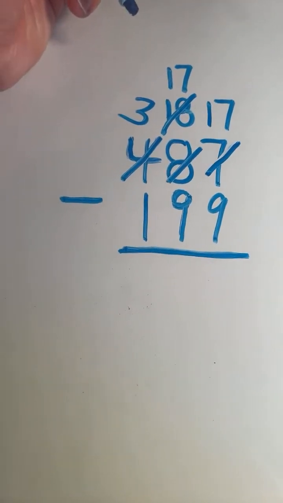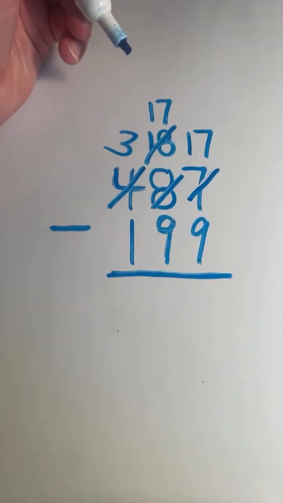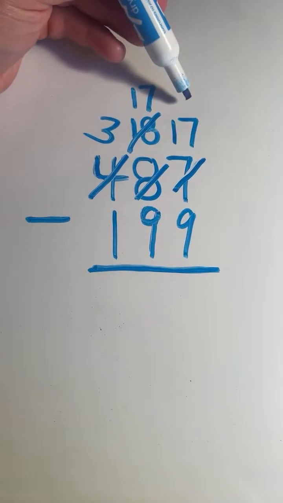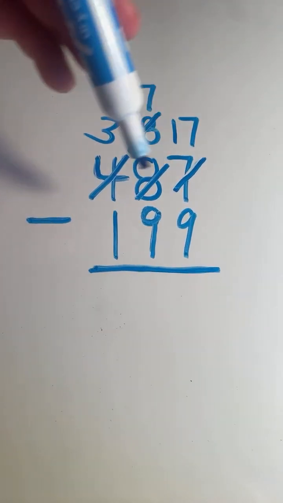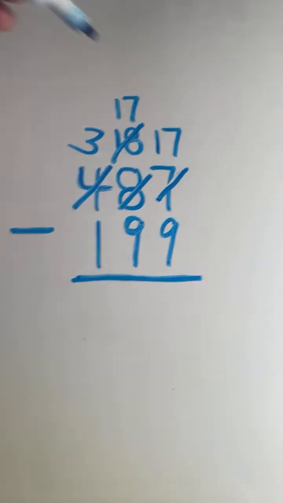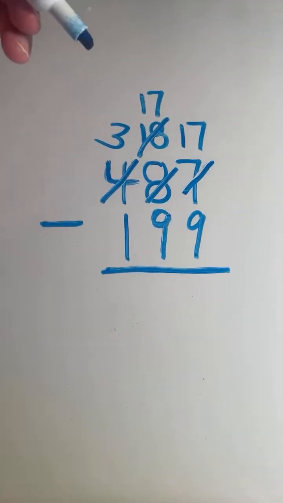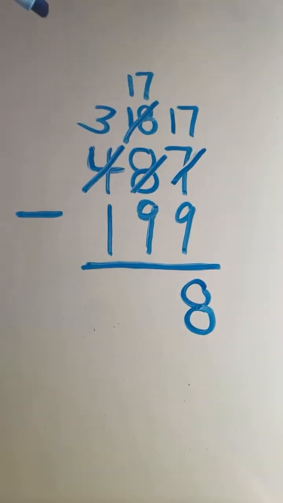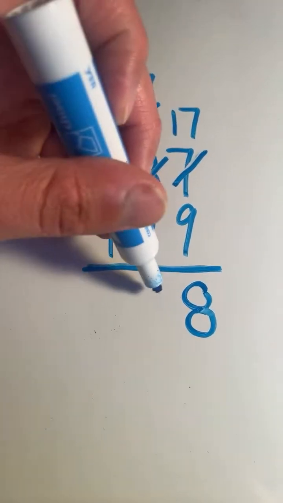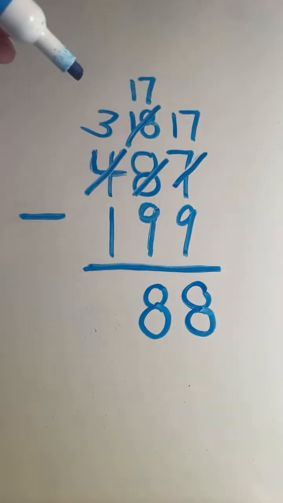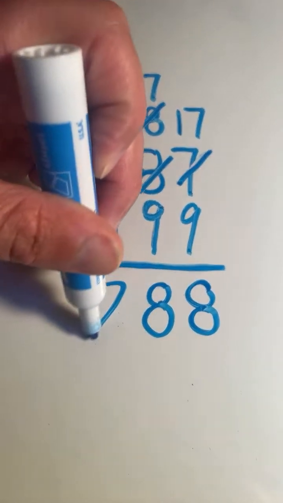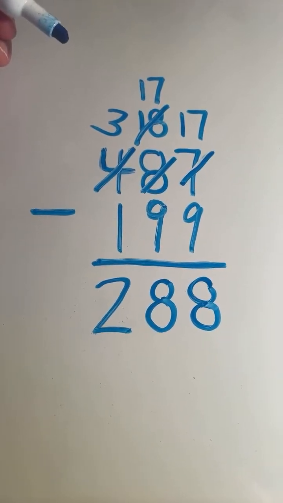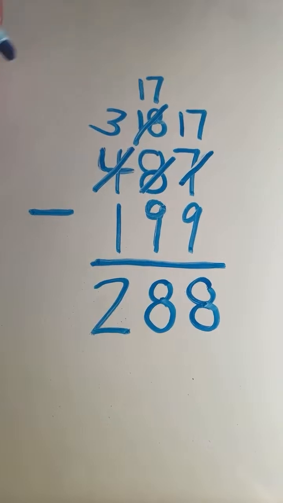And now we are ready to subtract. So now, again, we regrouped from left to right, and now we're going to subtract from right to left. So 17 minus 9 is what we're starting with. 17 minus 9 equals 8. 17 minus 9 again equals 8. 3 minus 1 equals 2. And we have our final answer. 487 minus 199 equals 288.